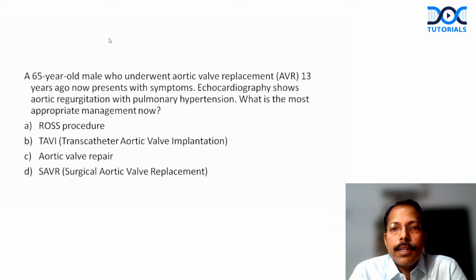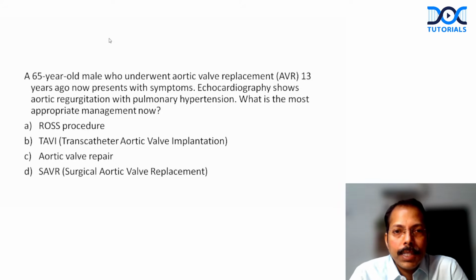Next question, again related to the valve. A 65-year-old male who underwent aortic valve replacement 13 years ago now presents with symptoms. Echocardiography shows aortic regurgitation with pulmonary hypertension. What is the most appropriate management now? So, an elderly male underwent AVR 13 years ago. Okay, so now he presents with symptoms of aortic regurgitation.